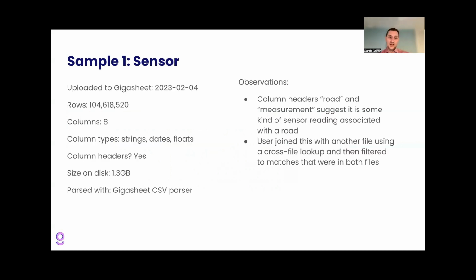So first example, sensor data uploaded in February with 104 million rows, 8 columns. Based on the column headers, this suggests that we have some kind of measurements related to a road, and 104 million measurements. And the user joined this with another file using a cross-file lookup, and then filtered down to matches that were in both files. So this lookup operation probably means they were joining in something about the roads themselves, maybe some township information. But this is a nice example because with sensors, if you're taking these regular repeated readings, you can add up the data size pretty quick. It gets big pretty quick.